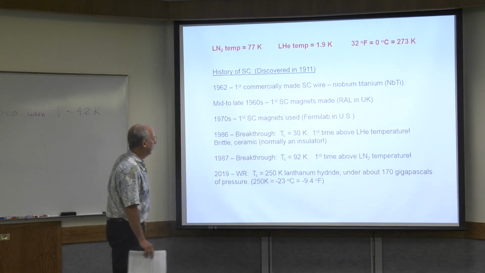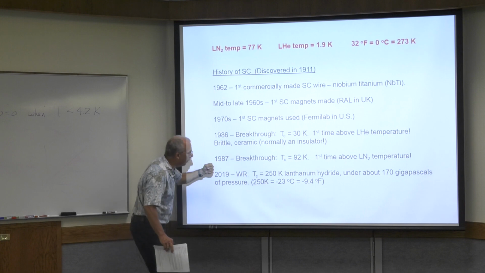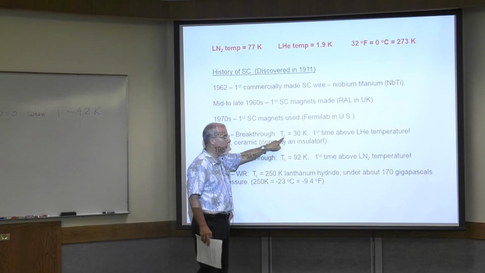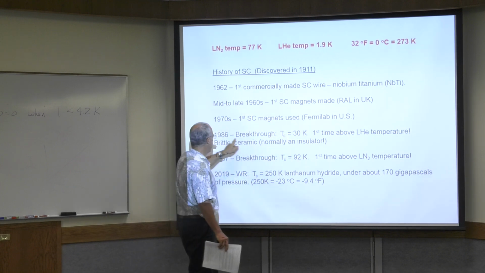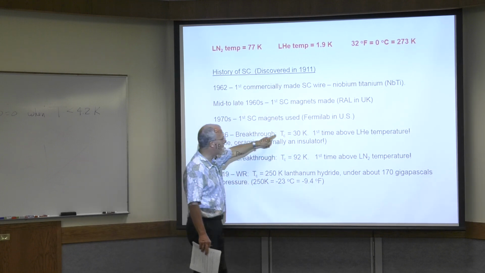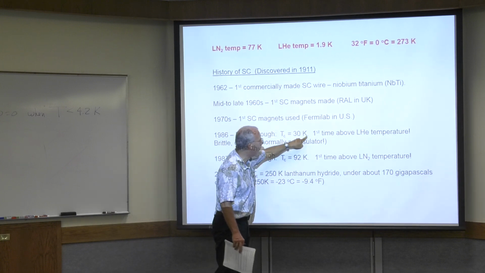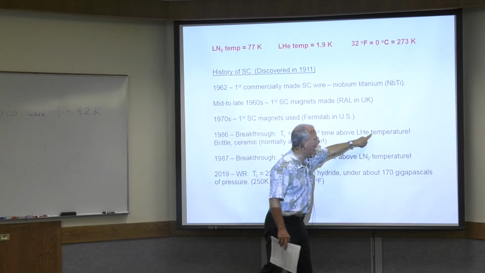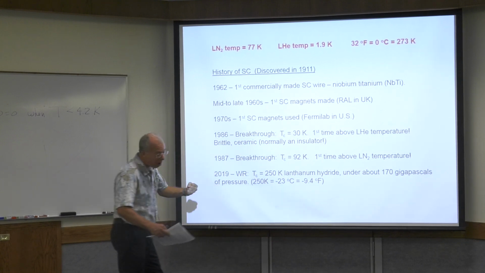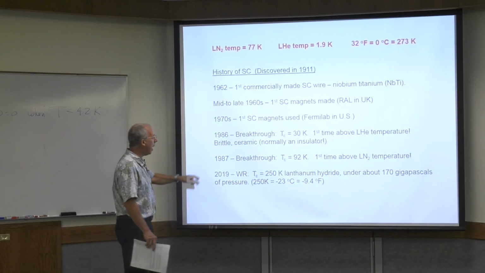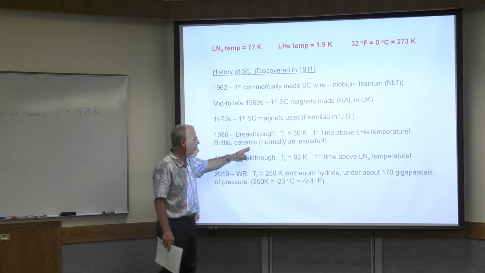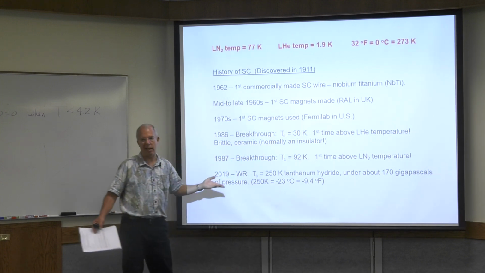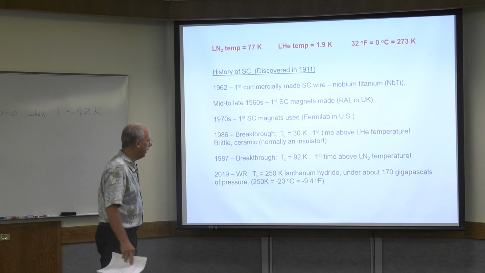All right. 1986, breakthrough. The critical temperature, that's the temperature required to get this thing to go superconducting, all right? So in 1986, the critical temperature was 30 Kelvin. So it's the first time it's above liquid helium temperature. Whoa, people are excited. The problem is that the material was brittle and ceramic, and it was normally an insulator. So how in the world are you going to make a wire out of that? Good luck, right?